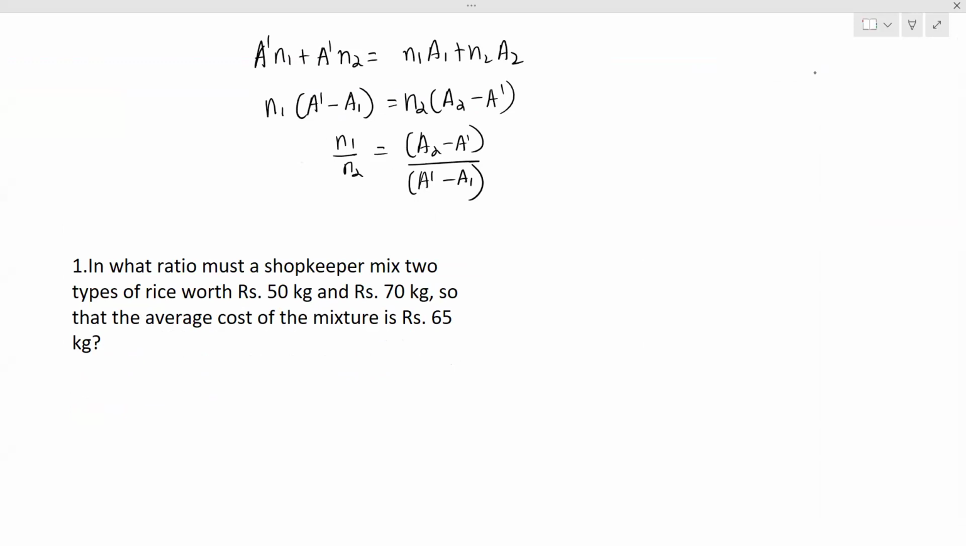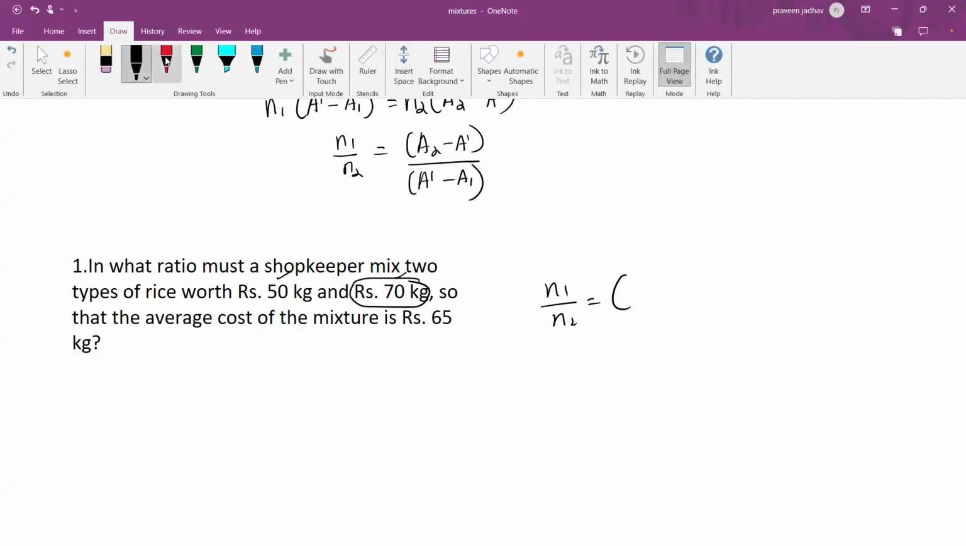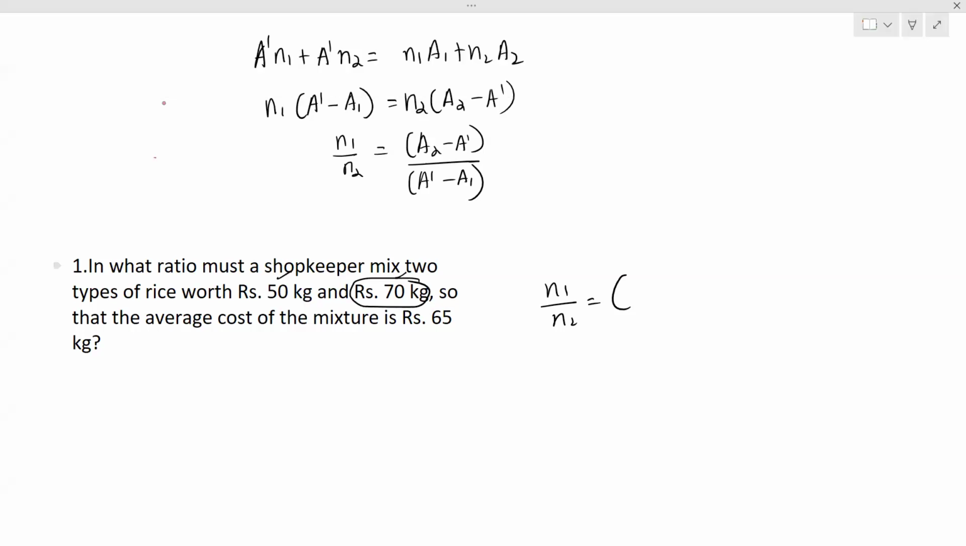If he is asking you N1 upon N2, that is rice 1 is to rice 2, what am I supposed to do? N1 upon N2 will be nothing but A2 minus A dash. A2 you can take as the second average, the cost of the product we are using. What is the product in this case? Rice. One rice costs 50 rupees per kg, another costs 70 rupees per kg, and the average cost of the mixture is 65.